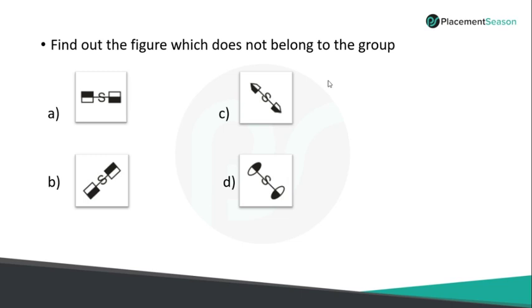It's a visual reasoning question. Try to find out the figure which does not belong to the group. Hardly it will take 5 to 6 seconds. Look at the question carefully. Look at the black mark. So it's like alternate, right? Here.